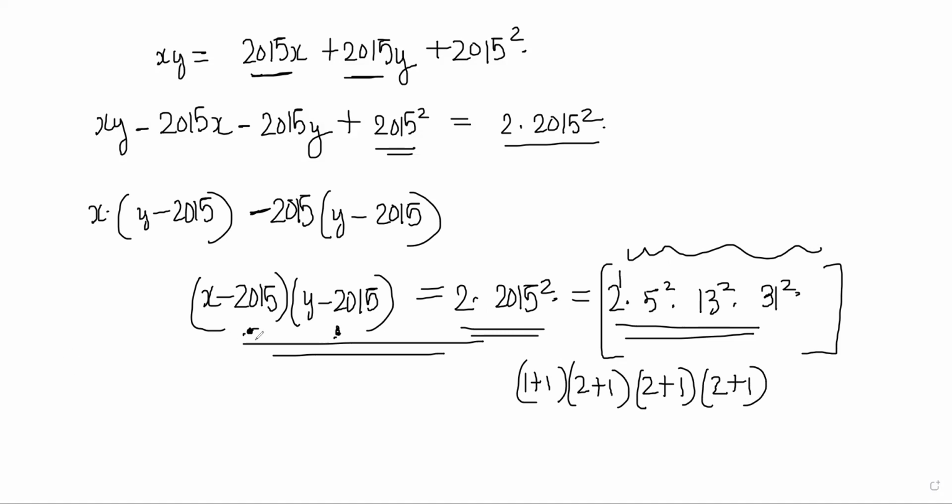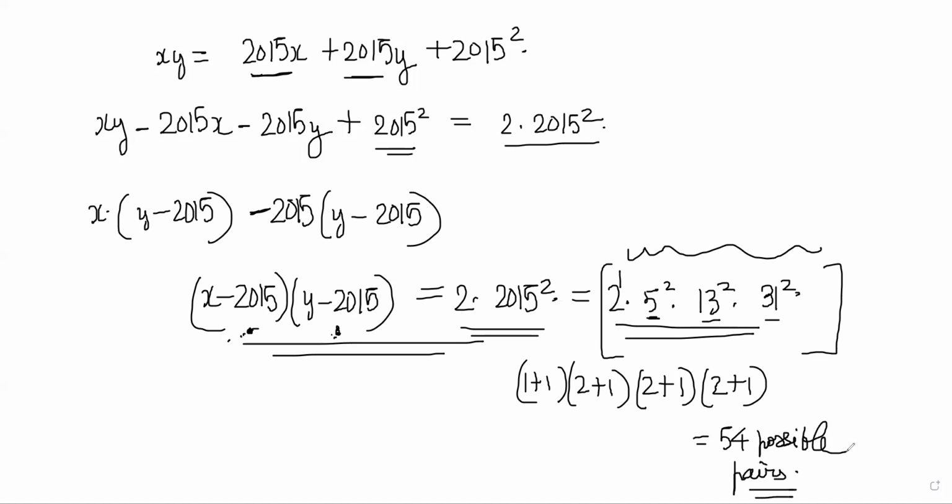Because the power of 2 here can be 0 or 1. The power of 5 could be 0, 1 and 2. And similarly for 13 and 31 also. So there are three options for powers of 5, 13 and 31, and two options for the power of 2. So there are 54 possible pairs.